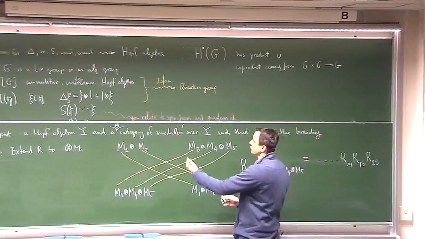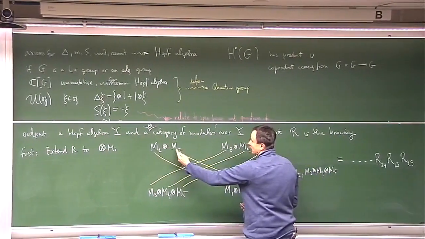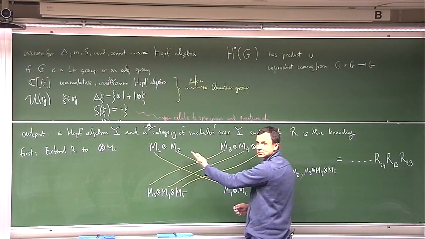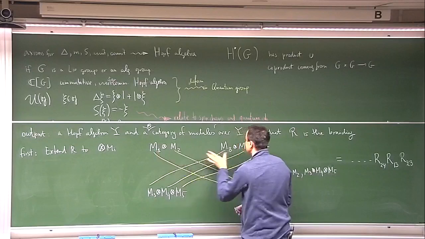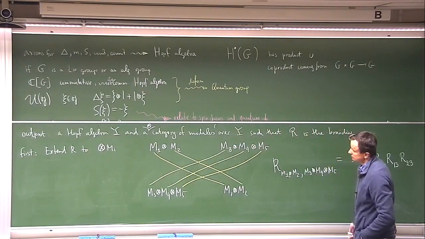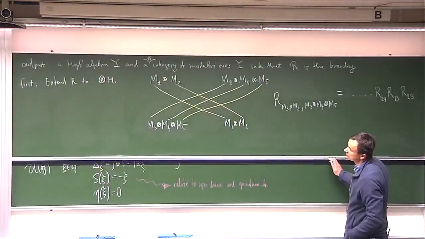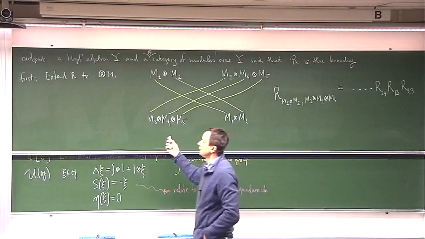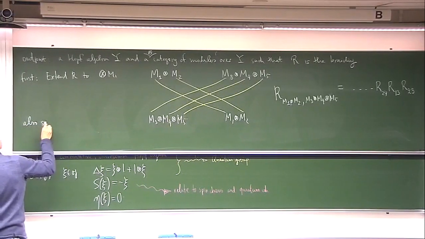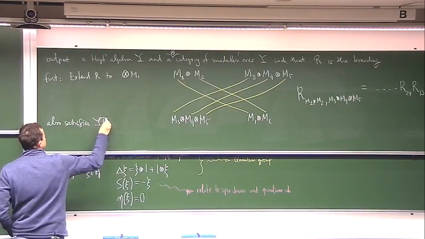It means if you have to braid this representation by this representation, you can do it by bringing M2 past this one. This diagram just tells you how to bring the factors in this past the factors there. And it's elementary to see that this newly defined R also satisfies the Yang-Baxter equation.